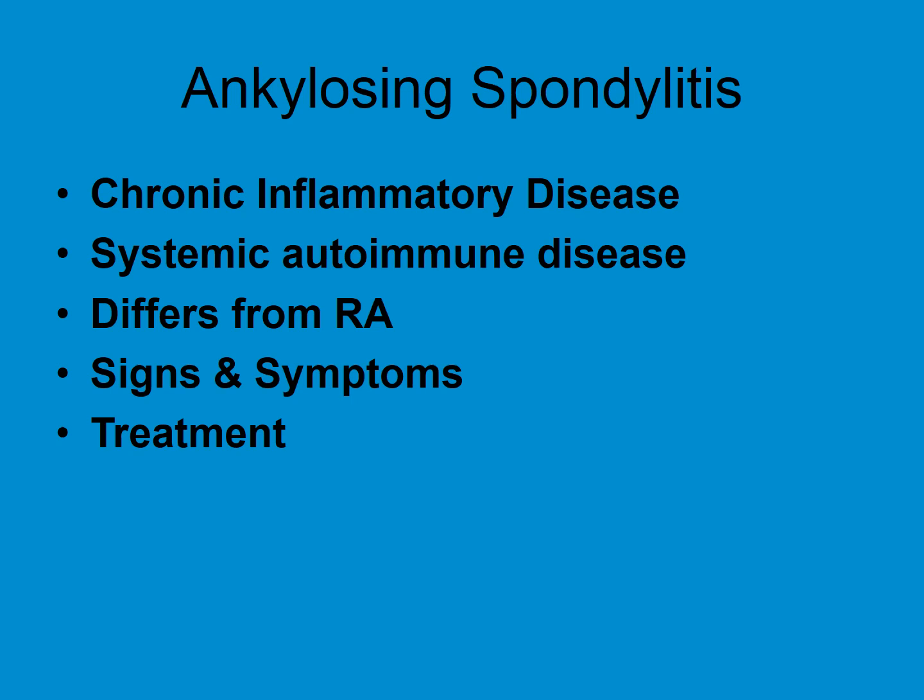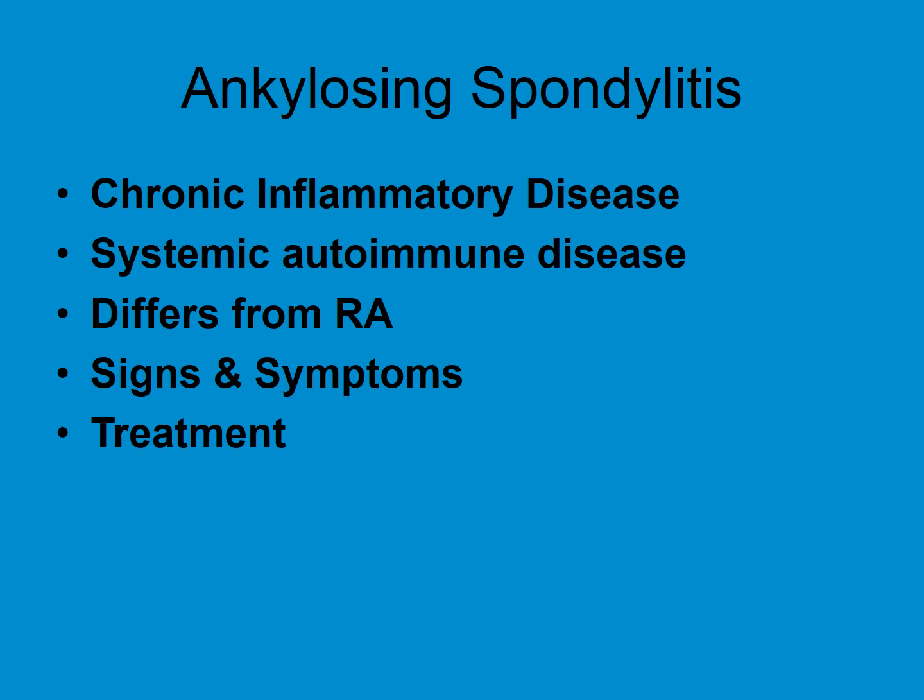Ankylosing spondylitis. This is a chronic inflammatory disease characterized by a stiffening and fusion, which is the ankylosis part, of the spine. It is systemic. You see, it's an autoimmune disease. It differs from rheumatoid arthritis in that the primary site of inflammation in rheumatoid arthritis is the synovial membrane. In this situation, the primary site is the point at which the ligaments, tendons, and joint capsule insert into the bone. Enthesis, that's E-N-T-H-E-S-I-S.